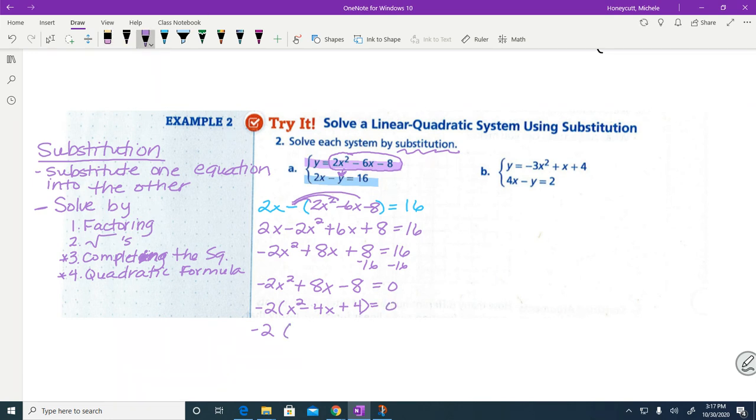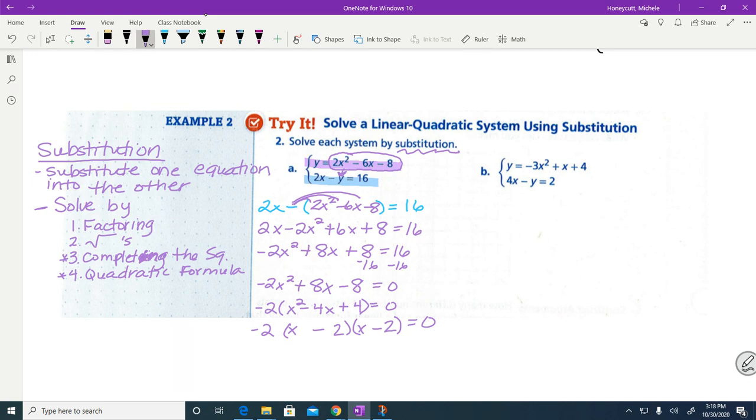Okay, so now let's see if this factors. Bring down the equals 0. x times x will give me x squared. Negative 2 times negative 2 multiply to give me positive 4. Negative 2x and negative 2x will add to be negative 4x. So it is factored. Now I can solve.